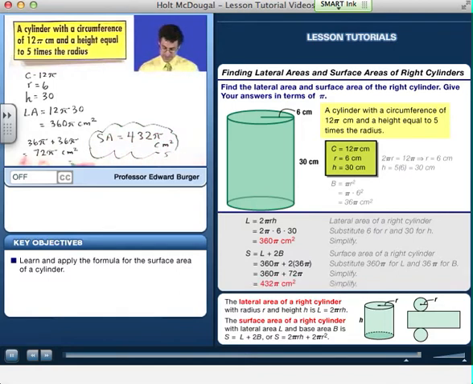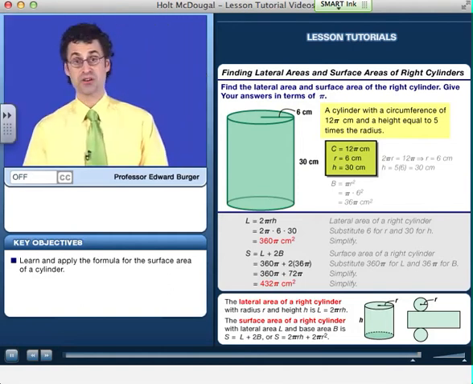So there's the surface area, there's the lateral area, and you can see that cylinders aren't that big of a deal. Neat.